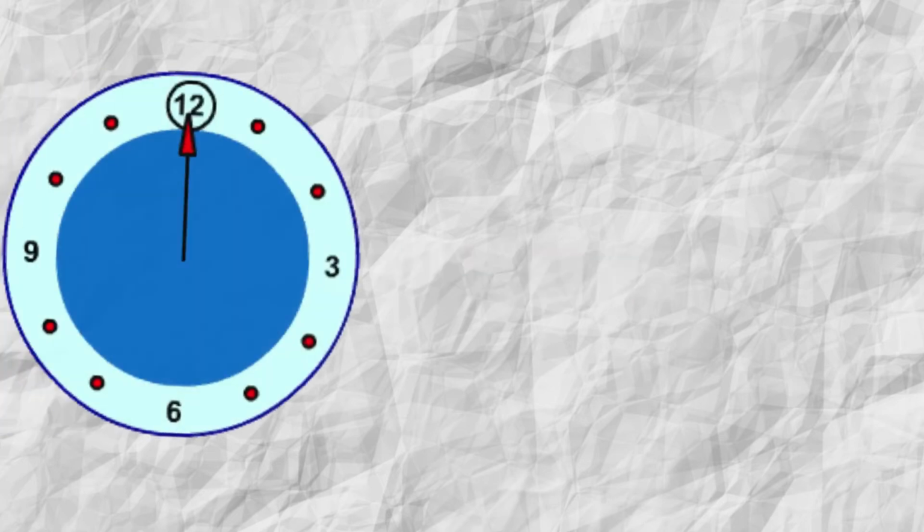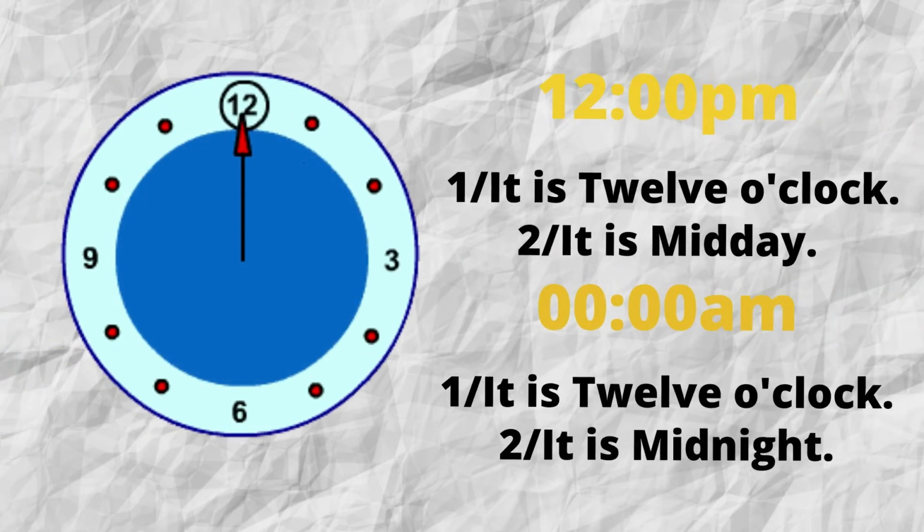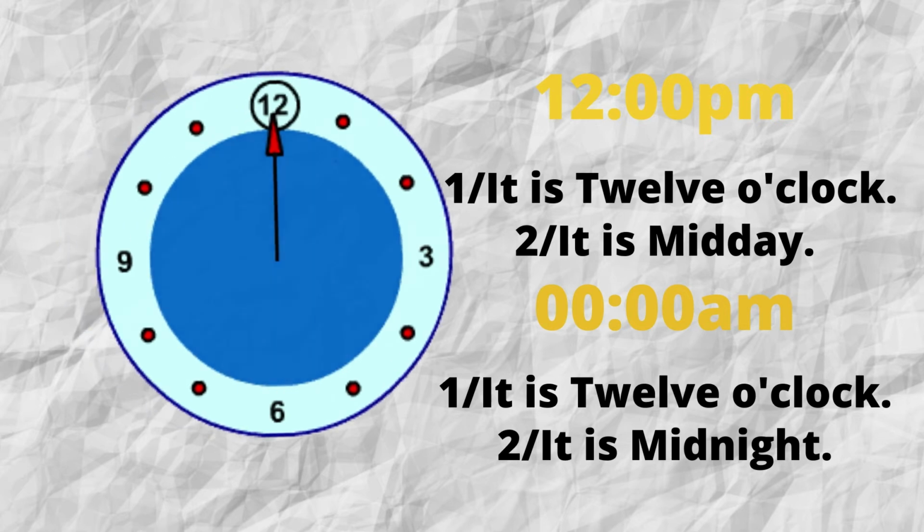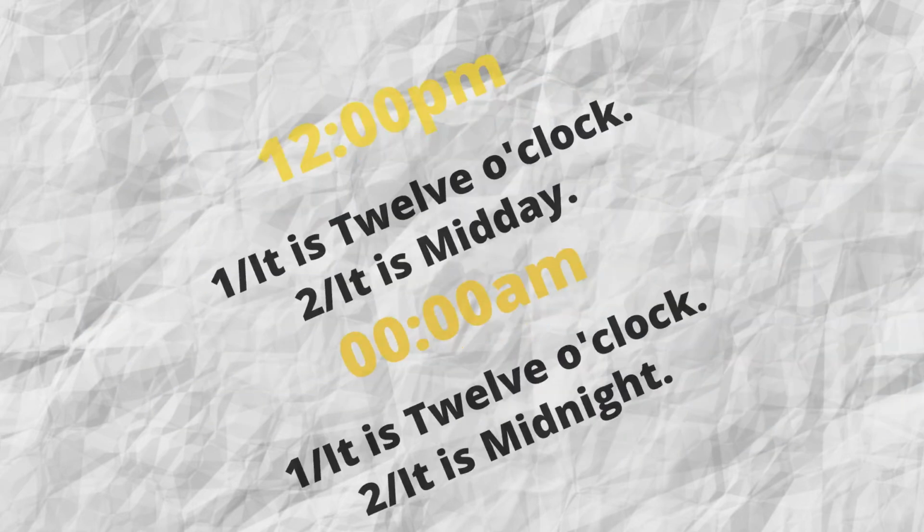Here are some examples of clocks showing the time. In this clock, it shows only hours, so there is only one type of sentence. It is 12 o'clock. It is midday and it is midnight are only other forms of this same sentence.